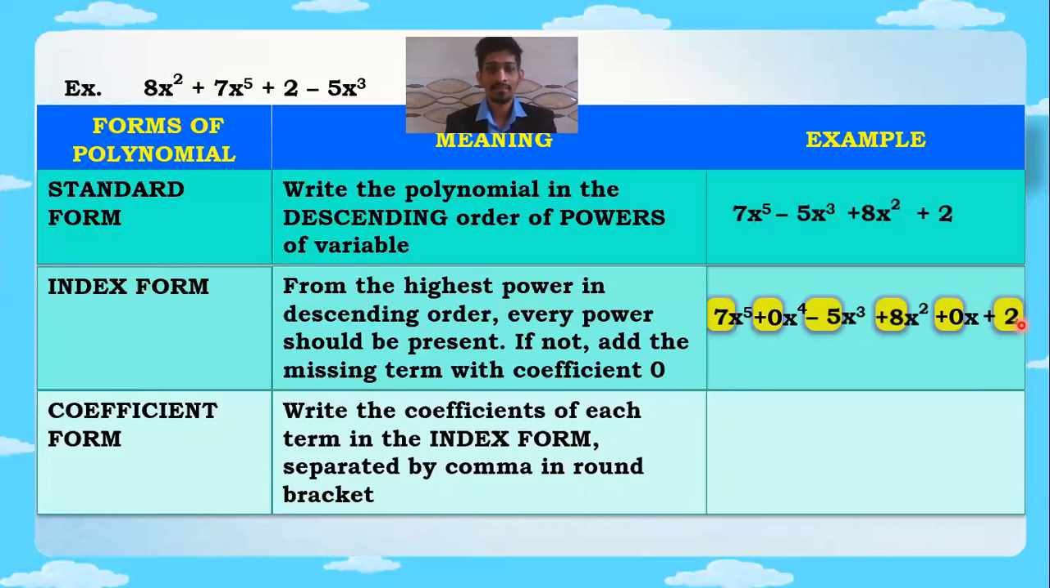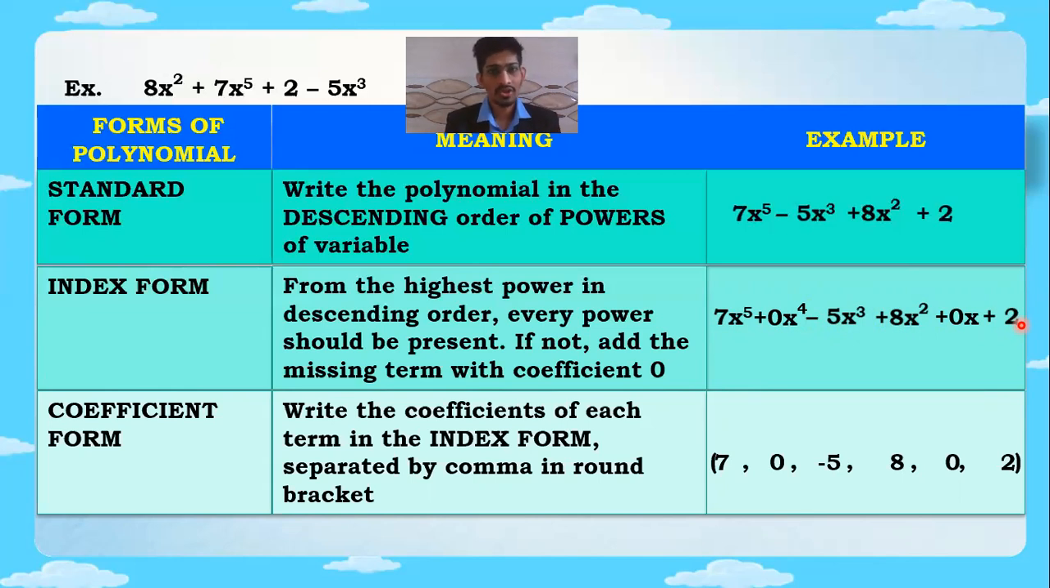each and every term separated by comma, and make sure that we're writing coefficients along with the sign, right? So let's write down all the coefficients: 7, 0, -5, 8, 0, 2 in round bracket separated by comma. So this is called as the coefficient form. Very simple.